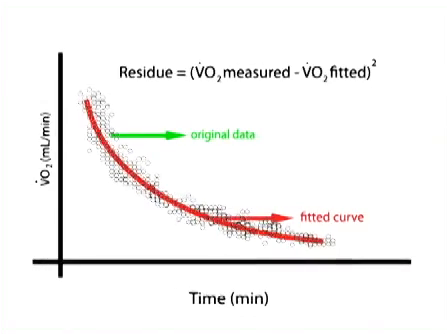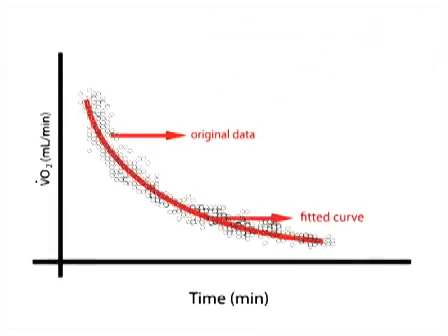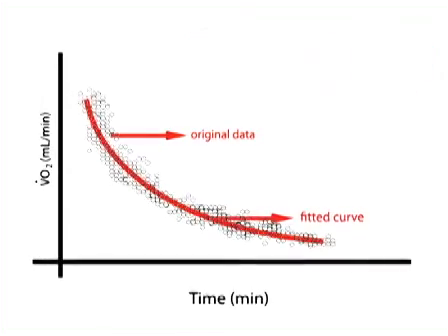Using the data of the real curve and the fitted curve, calculate the residue of the model for each breath, that is, subtract the fitted value from the real value and square the result. After calculating the residue of each point of the curve for both mono and bi-exponential adjustments, test whether the residues are different between the models through the use of the F-test. The best model is the one that generated the smallest residue. If there is no significant difference between the models, use the simplest one, that is, the mono-exponential.